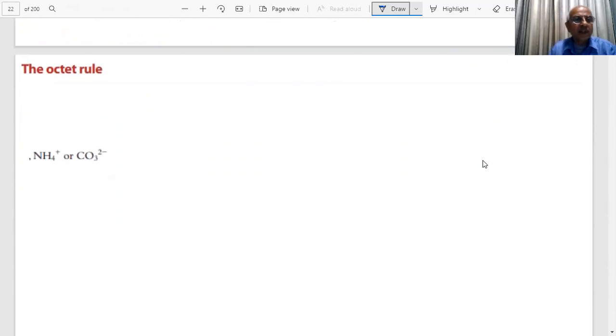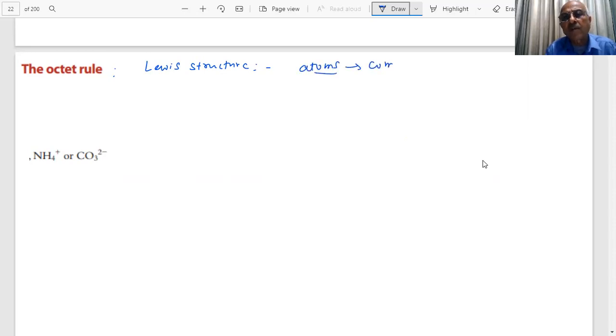Yes, sir. The next important point is the octet rule. Student, what is the octet rule? We tried to show you the Lewis structures. In the Lewis structures, we represented the valence shell electrons as dots. And we said that the reason for the concept of covalent bonds is that there is a tendency to have a full valence shell, a total of 8 electrons. The atoms are combining, student.